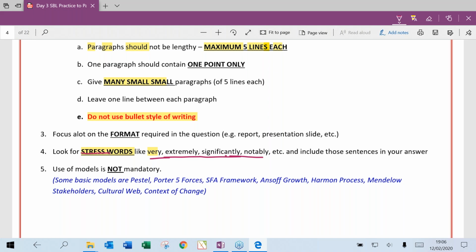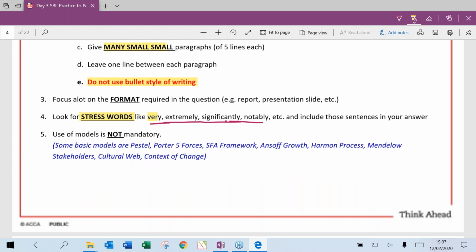So all sentences, all information which has a stress word, especially the examiner's favorite word, significantly. Many times he uses the word significantly. Significant unemployment, significant recession, all these points. So you have to identify sentences which contain these stress words, and then make sure that you cover the stress words in your answer. Okay.